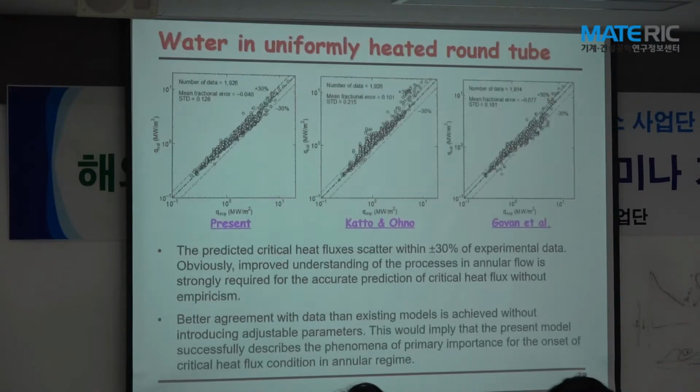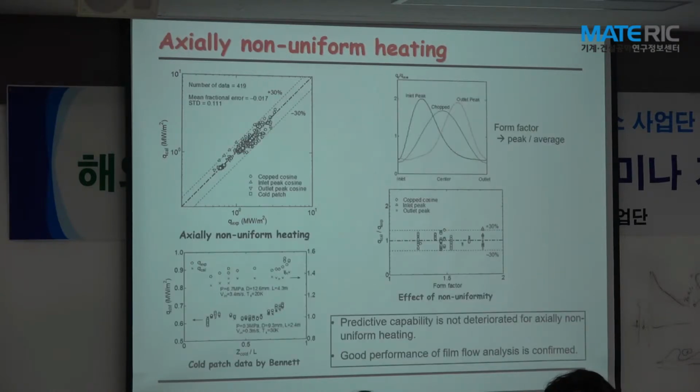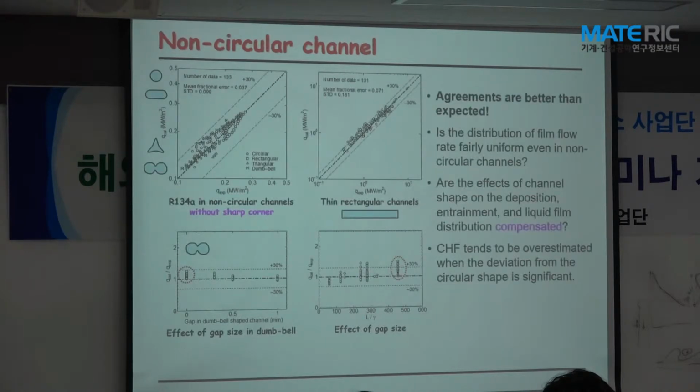And this is the result for the water data, uniformly heated round tube. But if the situation is more complicated, for example, where circumferentially only half the part is heated, the agreement is not bad. And even in the case of non-uniform heating, where the cut-off correlation cannot be used, in my correlation, reasonably good comparison was obtained. And even for a dumbbell shape, you can see some kind of deviation is observed.